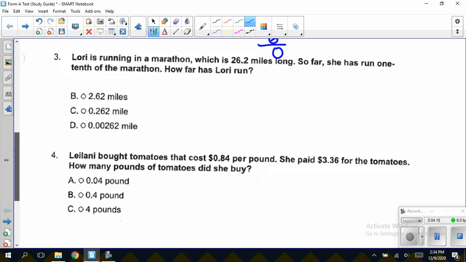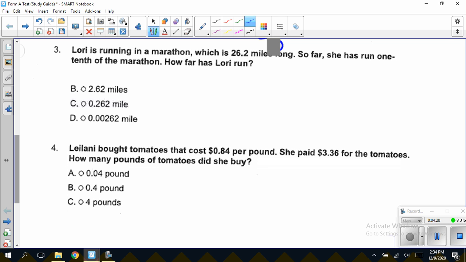For question number 3, Lori is running in a marathon, which is 26 2/10 miles long. So far, she has run 1/10 of the marathon. How far has Lori run? Well, ladies and gentlemen, taking 1/10 of the number is the same thing as dividing by 10. So I'm going to take 26 2/10 and divide it by 10.